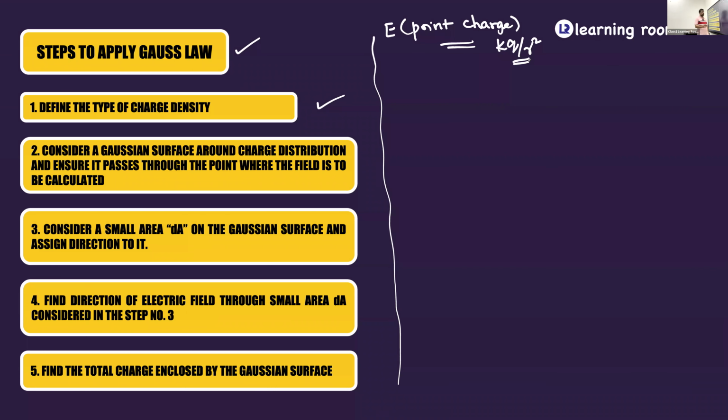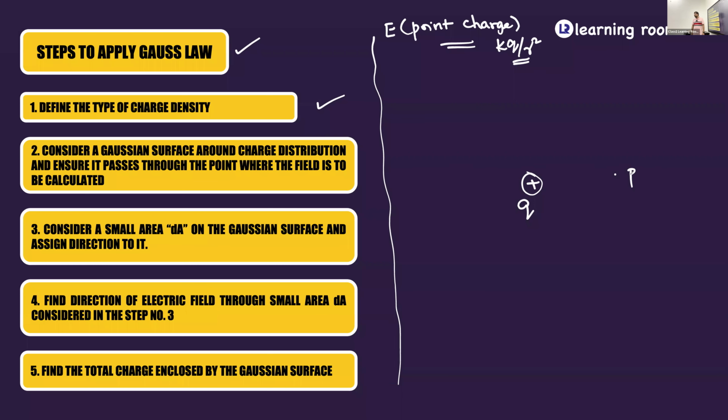For which I'm going to take a point charge like this. First thing. Second, define the type of charge density. Here, it is a point charge, so there is no question of charge density. Charge density is mostly used only for extended charges. So, there is no charge density. Then, let's say this is the point where we need to calculate the electric field.